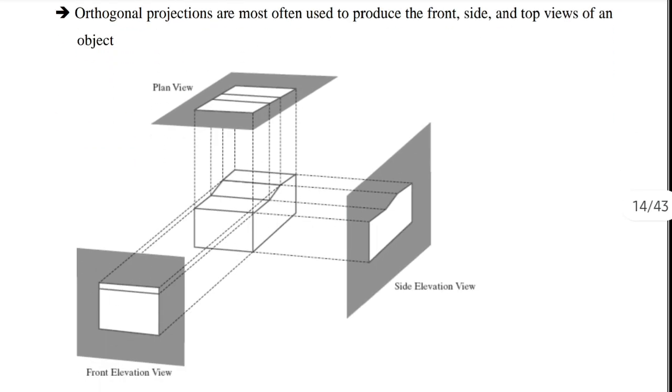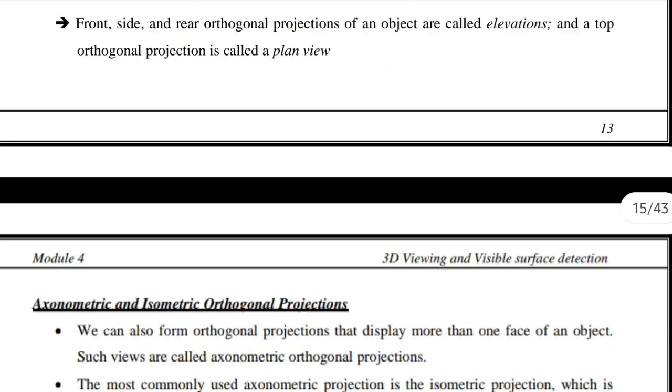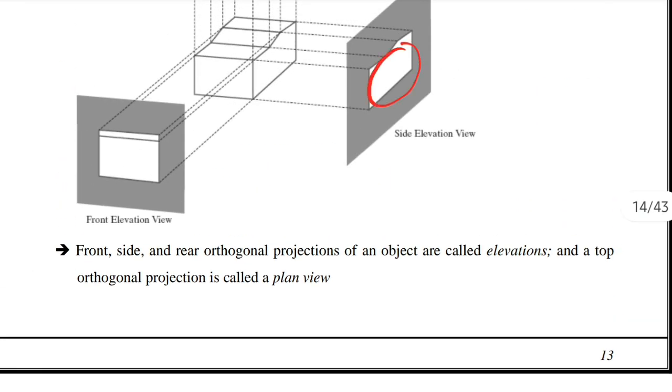So here you have to draw this diagram. This is the object, and from this view you can see it in this way, from this view in this way, and from the top in this way. This is known as plan, and these two are known as elevations. That is the second point you need to mention. The third point is axonometric and isometric orthogonal projections. See, here you can just see one side of the cube, right?